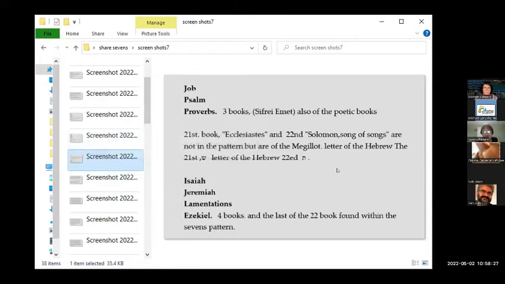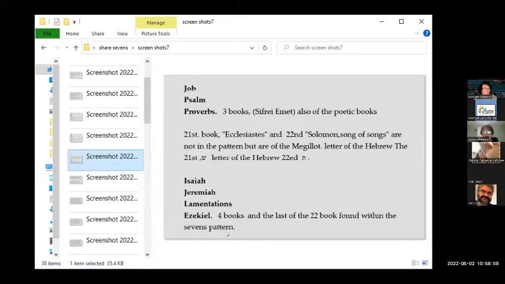Well, it's the 21st letter in the Hebrew alphabet, right? And then this is the 22nd letter of the Hebrew alphabet, the Tav. So as I'm going through the pattern, all these books that are highlighted are the only 22 books. And here is the last of the 22 books found within the 7th pattern.